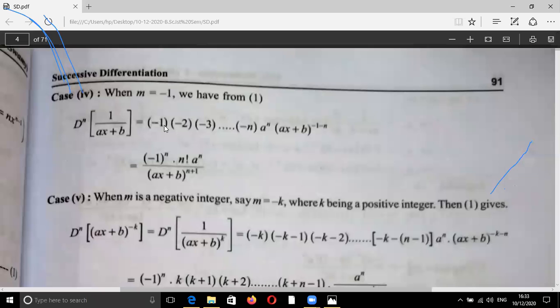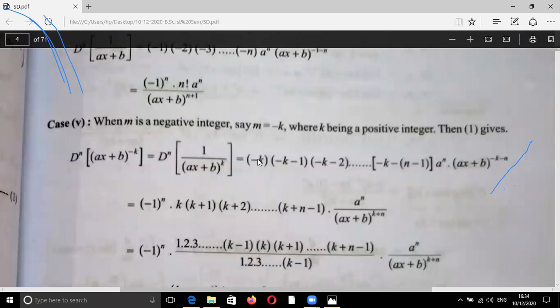Now what is the remaining? 1 into 2 into 3, so on to n is there, that you can write as n factorial, into a to the power n, because n factorial equals n into n minus 1 and so on. Now the remaining is the same, you are writing a to the power n, and this you can write as (ax+b) to the power n plus 1, because a to the power minus m you can write as 1 by a to the power m.